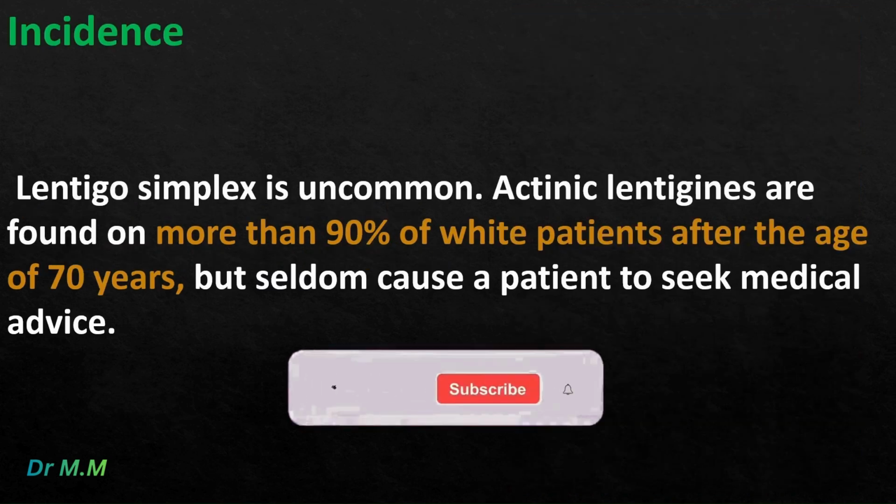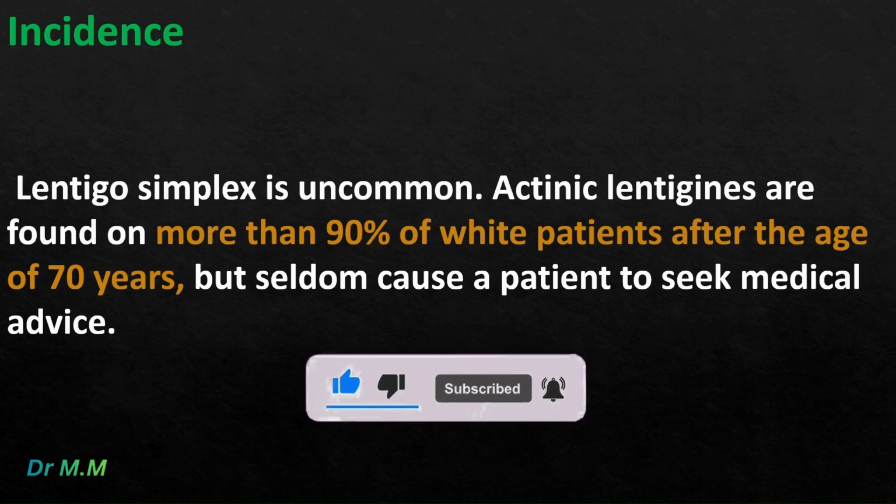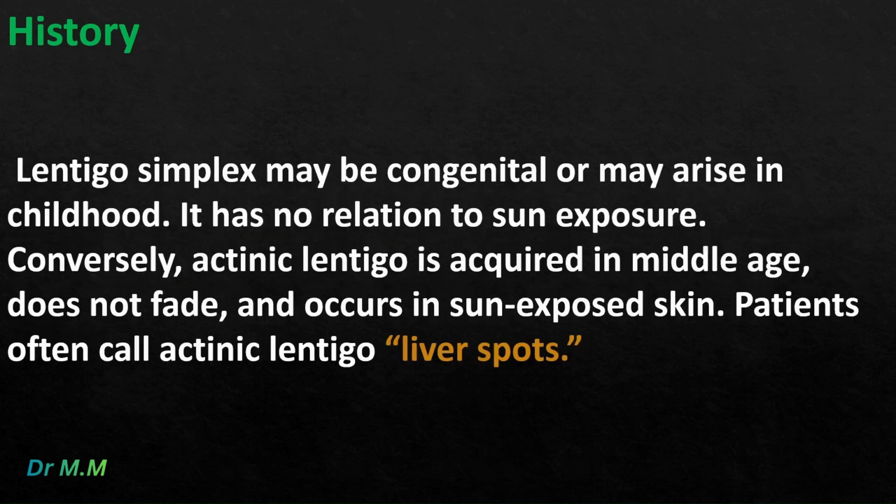Incidence: the incidence of lentigo simplex is unknown. Actinic lentigines are found in more than 90% of white patients after the age of 70 years, but seldom cause a patient to seek medical advice. History: lentigo simplex may be congenital or may arise in childhood. It has no relation to sun exposure. Conversely, actinic lentigo is acquired in middle age, does not fade, and occurs in sun-exposed skin. Patients often call actinic lentigo liver spots.